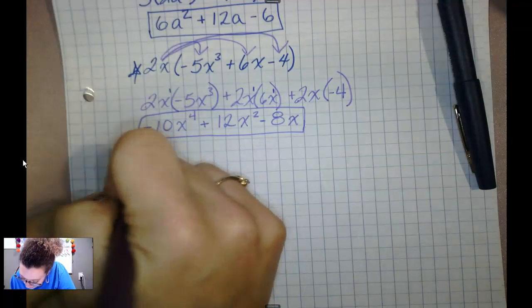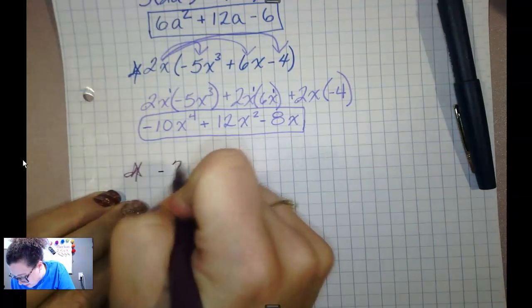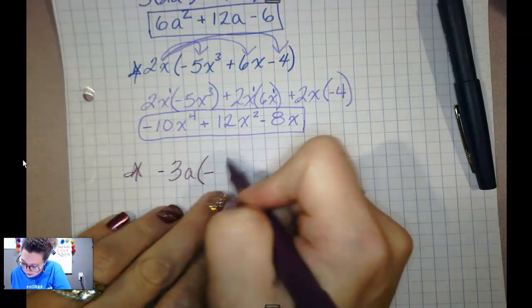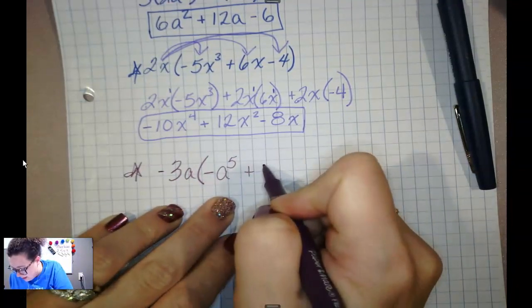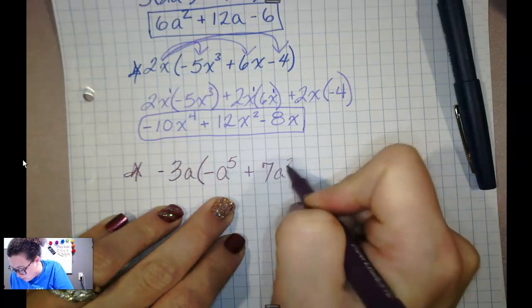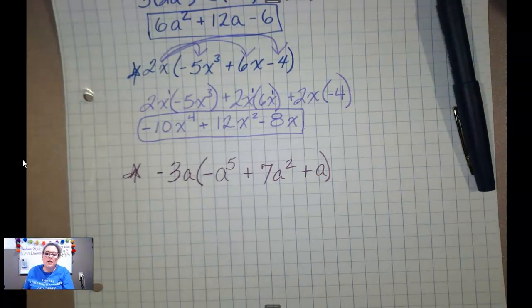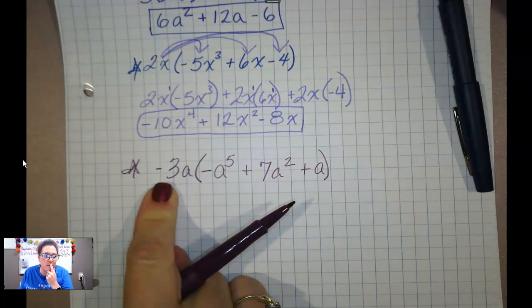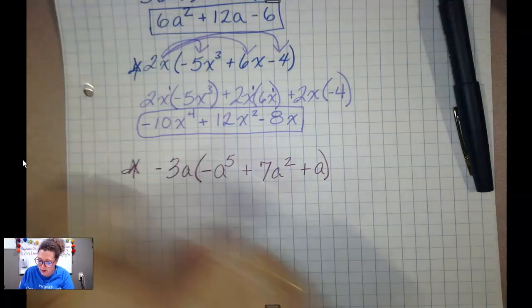Now, let's say we have negative 3a times negative a to the 5th power plus 7a squared plus a. All right, so remember, I see a negative. Think back to those videos. Remember Forrest Gump, Mom always said, remember to distribute the negative sign too. So this whole thing is going to get distributed.